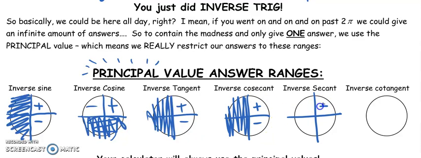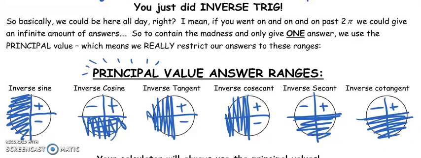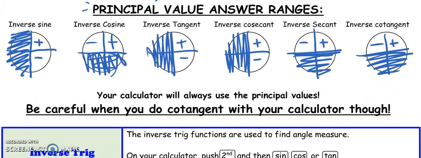Secant, which goes with cosine, you'll be happy to know matches cosine, but you'll be very unhappy to know that cotangent does not match tangent. A lot of people mess up cotangent, and the only one that's messed up is the negative. It switches to a different spot. So we will be talking about that today too.